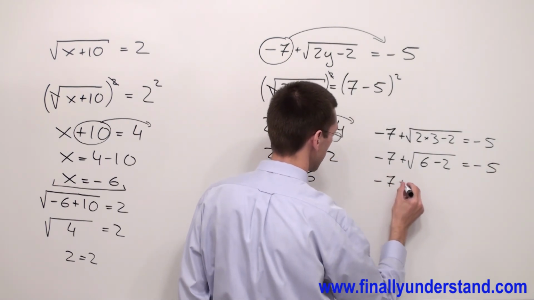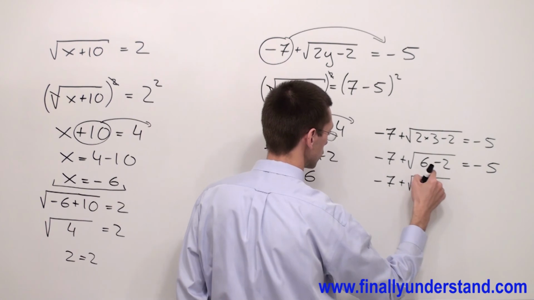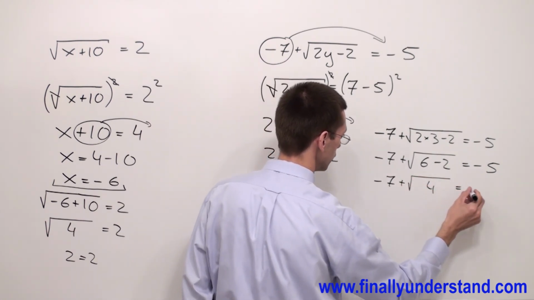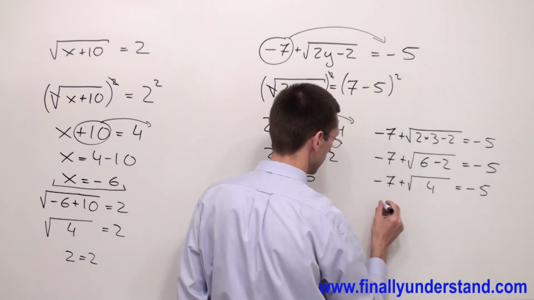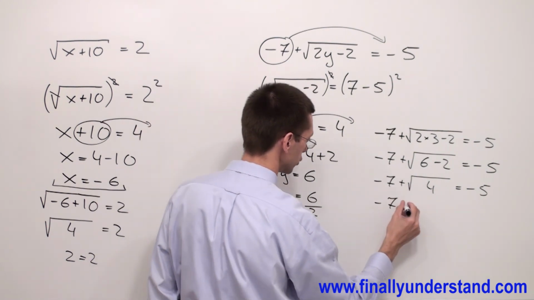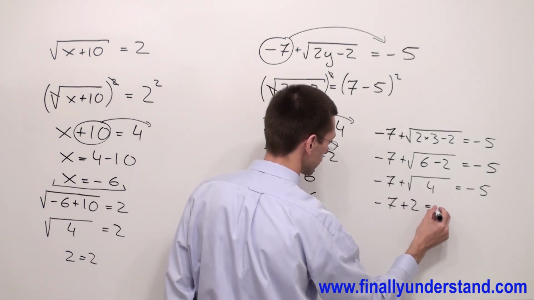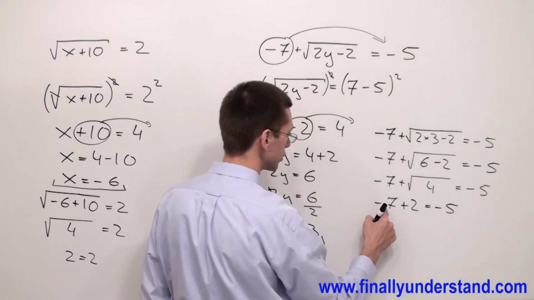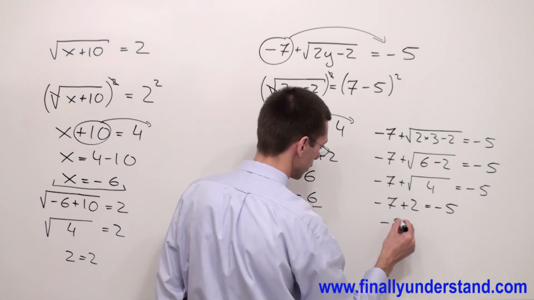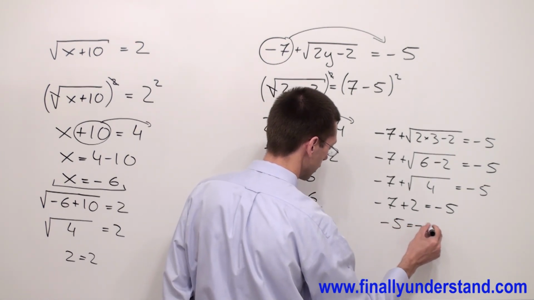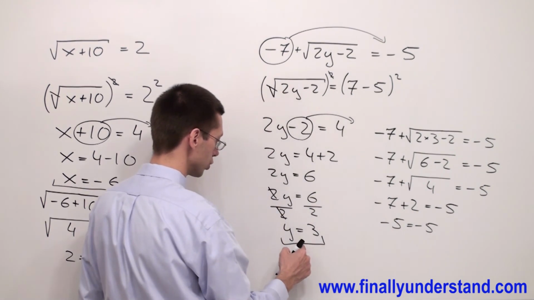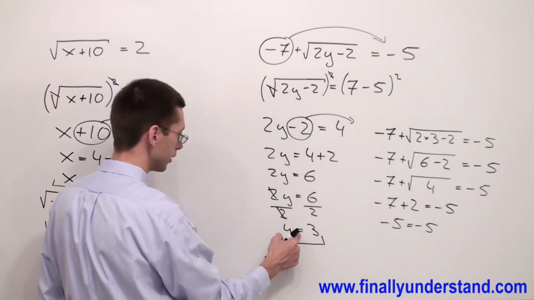Minus 7 plus square root of 6 minus 2, which is 4, has to be equal to minus 5. Minus 7 plus square root of 4 equals minus 5. Minus 7 plus 2 is equal to minus 5. Left side is equal to the right side. So this is the solution to my problem. Y equals 3.